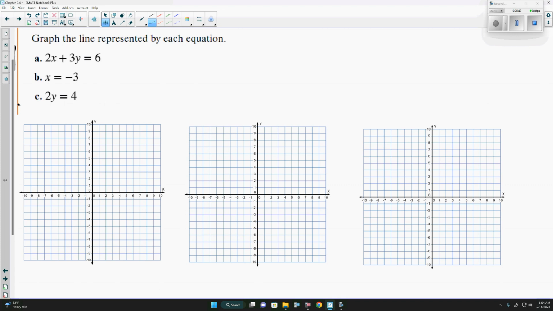Graph the lines represented by each equation. So all we need to do is graph them. Now the first one, 2x plus 3y equals 6. Again, we need 2 points. Once we get 2 points, then we can graph it.